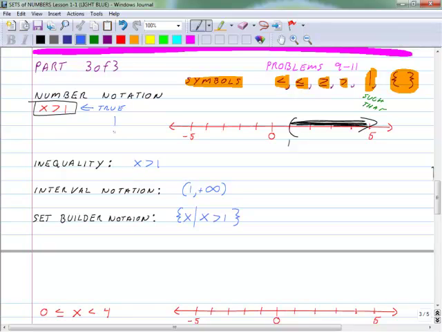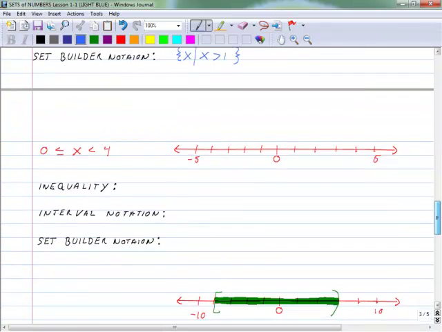And the statements down here match that up. So in the one case, inequality, it's already written as that. Interval notation says from 1 to positive infinity. And then here we have set builder that says x such that x is greater than 1. It's just a way of talking in mathematics. So let's take a look at another problem here.